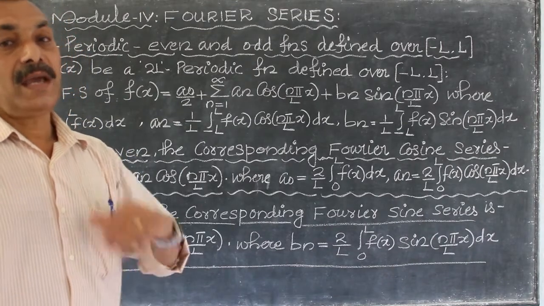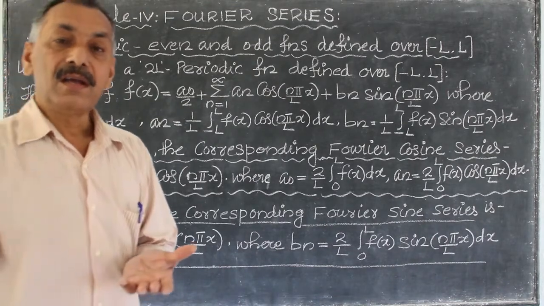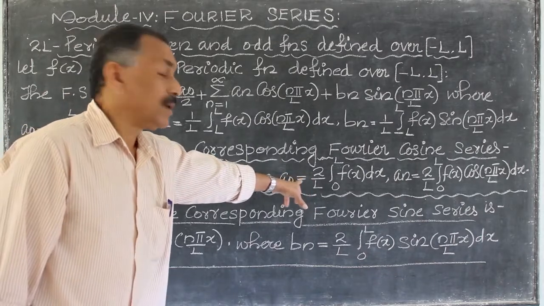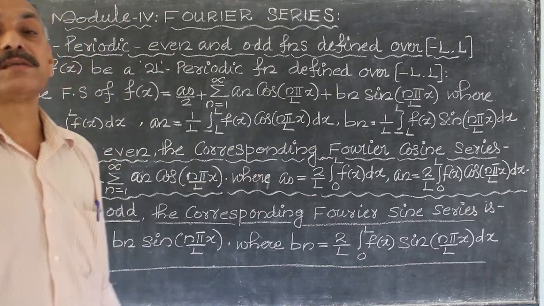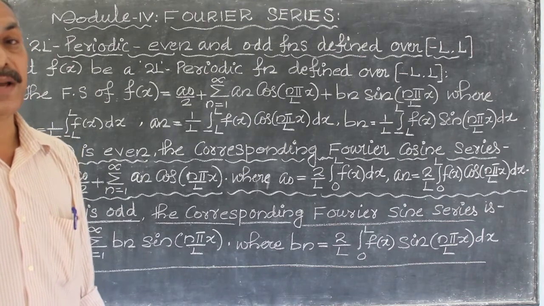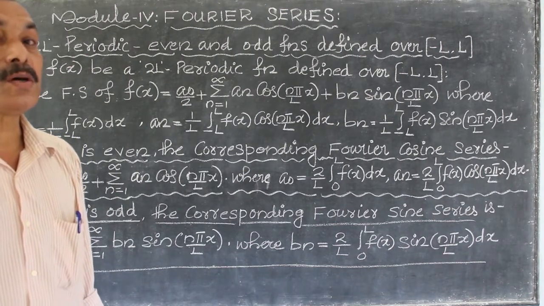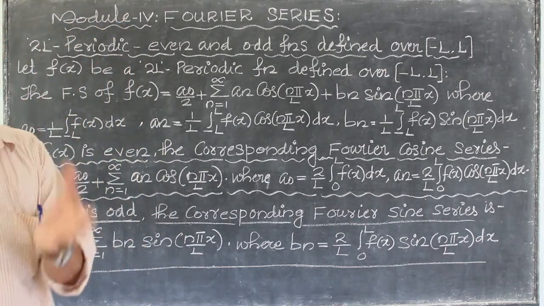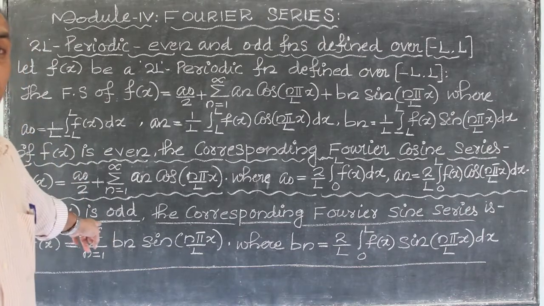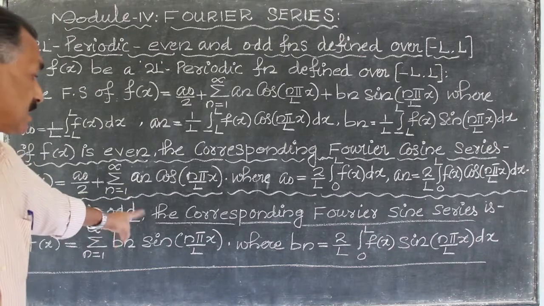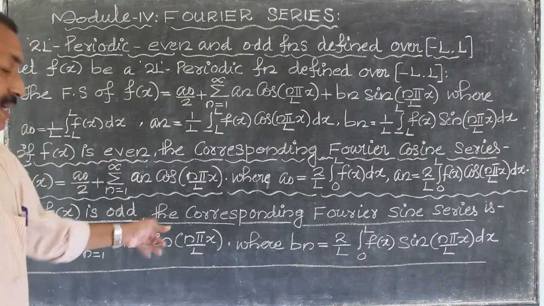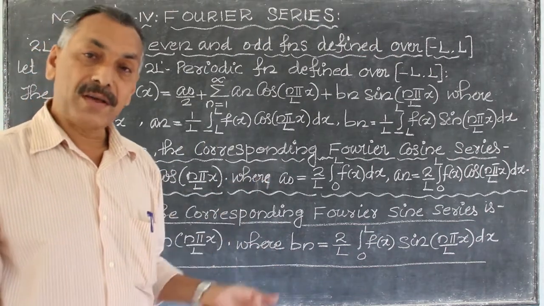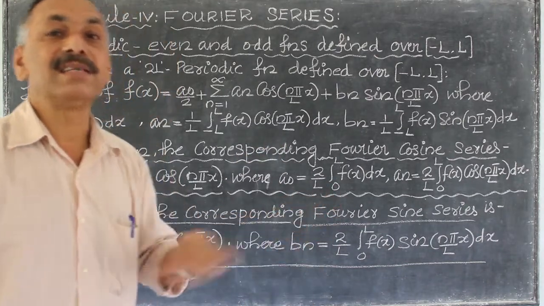Okay, that is a 2l periodic function. If it is even, then the Fourier cosine series is given by this one, where a0 is equal to 2 by l integral 0 to l f(x) dx, and an is equal to 2 by l integral 0 to l f of x into cos n pi by l x dx. Similarly, if f of x is odd, then the corresponding Fourier sine series is given by sigma n equal to 1 to infinity bn sin n pi by l x, where bn is equal to 2 by l integral 0 to l f of x into sin n pi by l x dx.